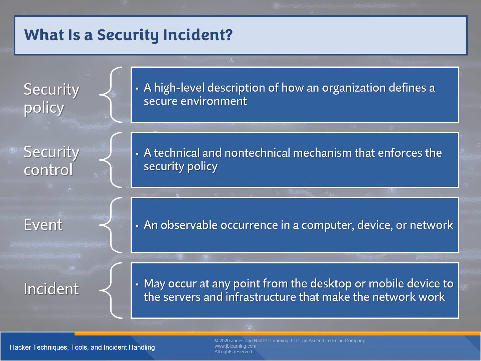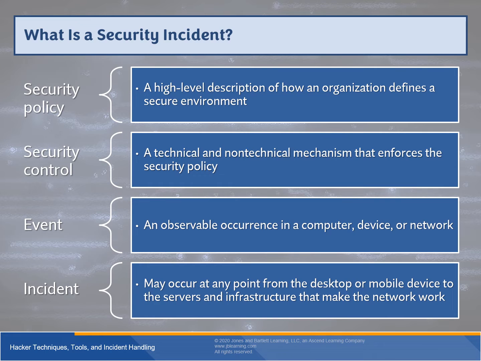So what is a security incident? A security policy is where we start, and that's a high-level description of how an organization defines a secure environment. A security control is a mechanism that enforces this policy. Now, this mechanism could be a technical or non-technical implementation. It could be something like a door lock or a security guard, or it could be a password policy. An event is an observable occurrence in a computer, device, or network. So, anything that we can observe and discreetly be able to identify, its own separate occurrence.